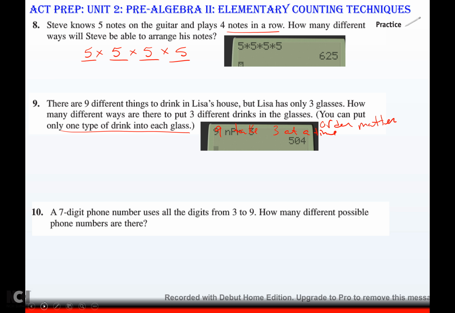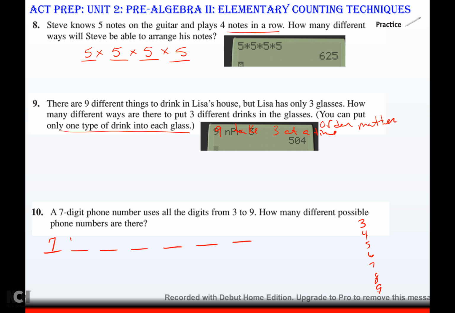Okay, 10. A 7-digit phone number uses all the digits from 3 to 9. How many different possible phone numbers are there? So you have 7, you got to pick 7 digits. Well, on your first choice, your digits from 3 to 9. So you can choose 3, 4, 5, 6, 7, 8, or 9. So you have 7 possibilities. So to pick your first number, you have 7 choices. Now, I'm going to complain a little bit about the wording on this problem.